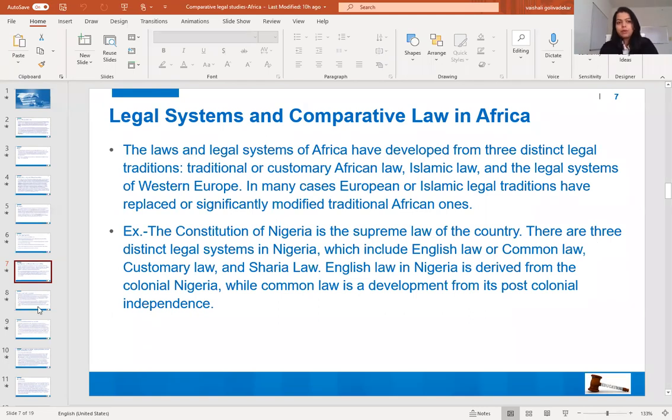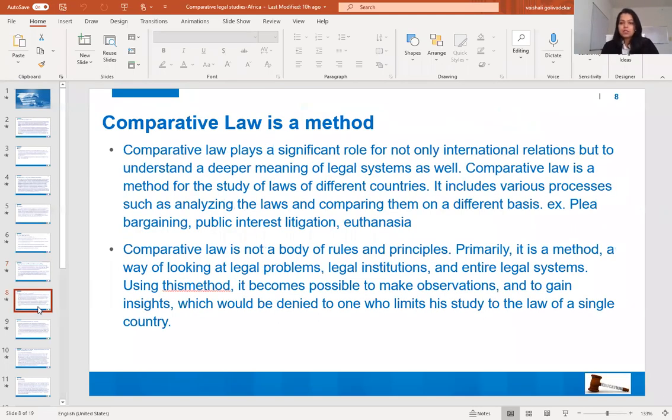I'm moving to my next slide. Now you know that comparative law is between countries. It is a comparison of different laws to see which law is better and how you can make your law better by taking examples from other countries. So that is comparative law. There is micro comparison, and there is macro comparison.